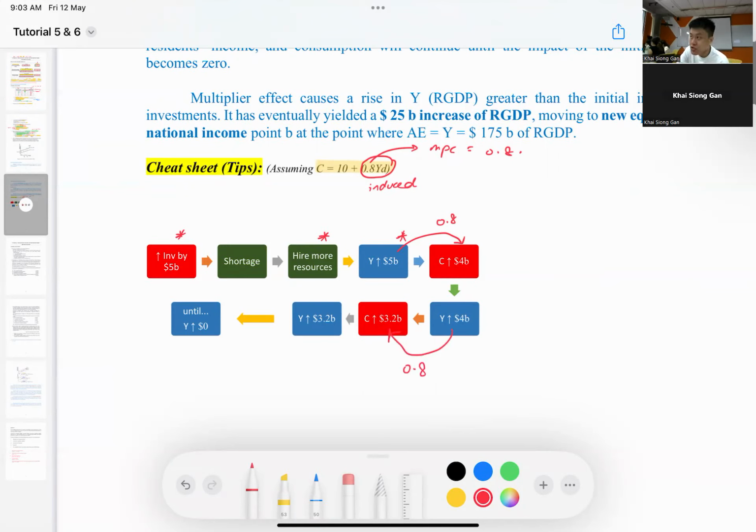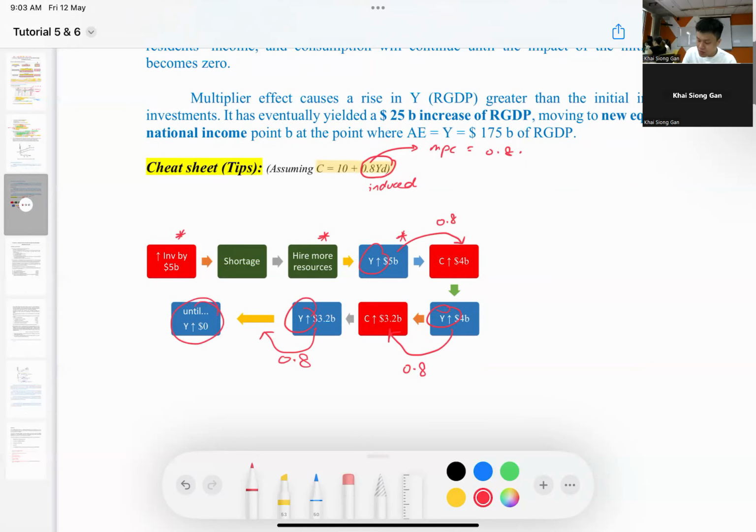So that means when people consume or buy goods and services worth 3.2 billion, producers and firms will have to produce goods and services up to 3.2 billion as well. And again, 80% of this 3.2 billion will be spent. So every time there's an increment of income or total output, 80% of it will be spent again and again until at the end it becomes zero.